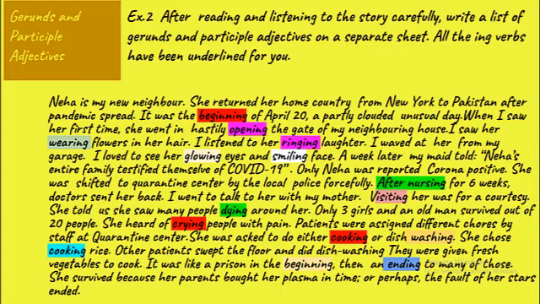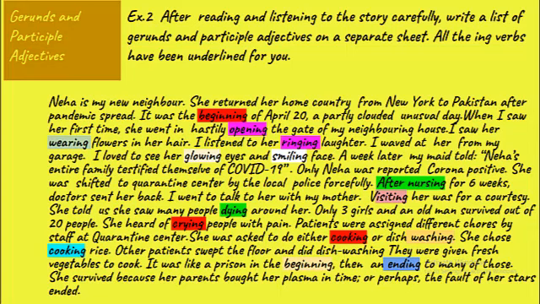She heard of people crying with pain. Patients were assigned different codes by staff at the quarantine center. She was asked to do either cooking or dishwashing. She chose cooking rice. Other patients swept the floor and did dishwashing. They were given fresh vegetables to cook. It was like a prison in the beginning. There are ending 20 of those. She survived because her parents bought her plasma in time, or perhaps the fault of her stars ended.